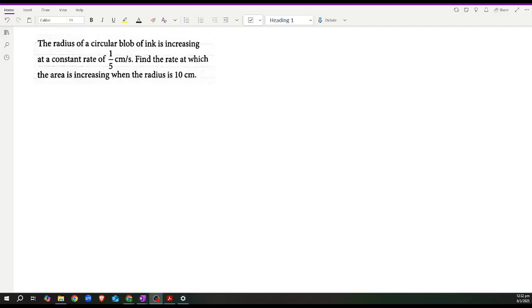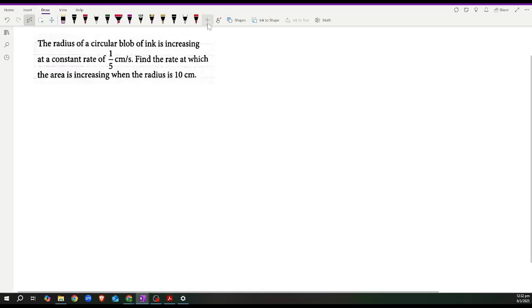This is a question under the topic of applications of differentiation. The question involves connected rates of change. Essentially, you're given the rate of change of the radius, and then you're supposed to find the rate of change of the area. When you differentiate something, you're finding the rate of change.